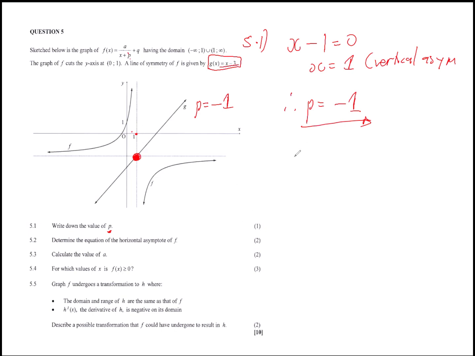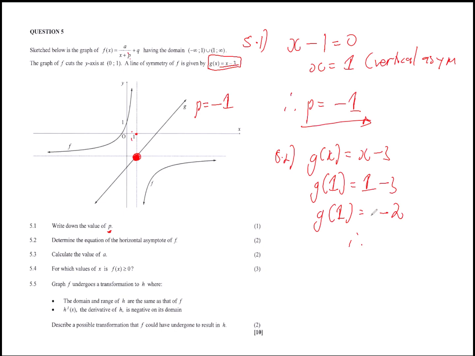On x minus 3. So for 5.2, we have g of x equals x minus 3. And then what do we do? Where there is x, let's substitute 1. You don't substitute negative 1, you substitute 1, the vertical asymptote, so that you can find the horizontal asymptote. So that's 1 minus 3, and this will give us negative 2. So the equation of the horizontal asymptote is y equals negative 2. Right.